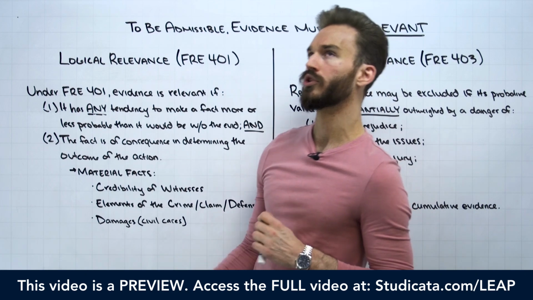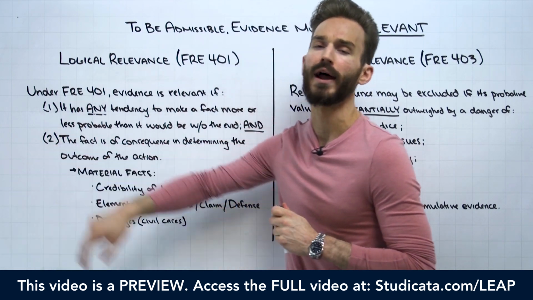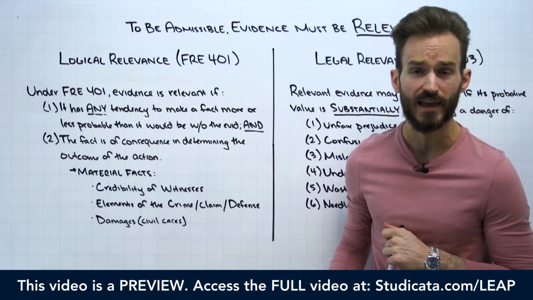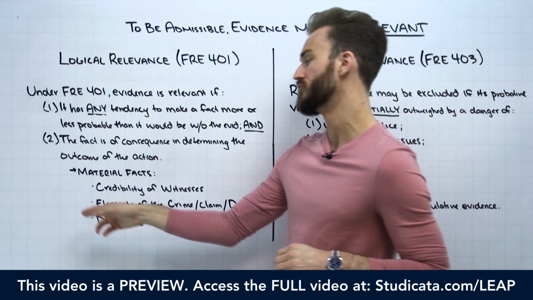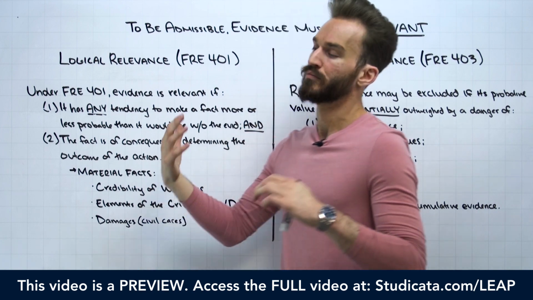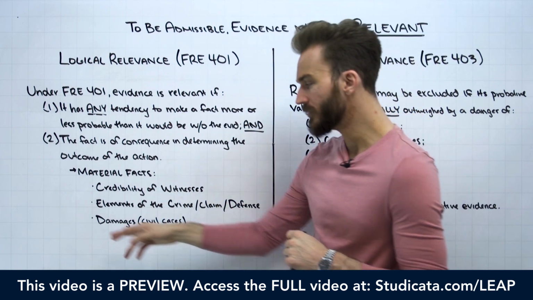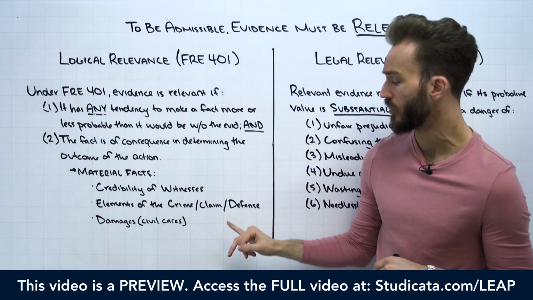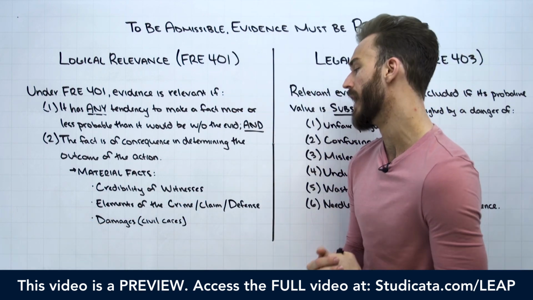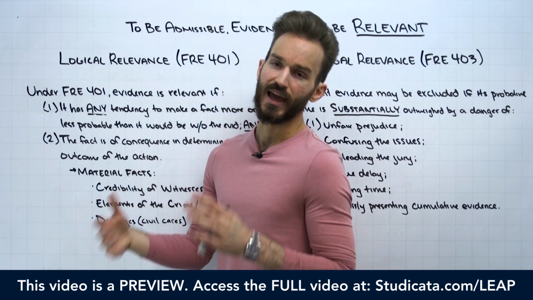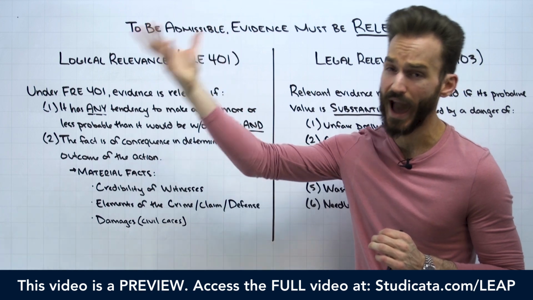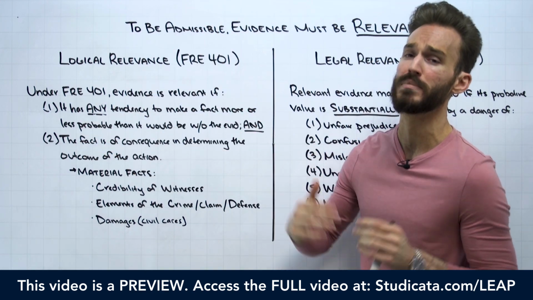Right, so the problem here is going to be, is what I ate for breakfast that morning a fact of consequence in determining the outcome of the action? Does that go to my credibility as a witness? Probably not. Does me eating pancakes that morning go to an element of the crime, claim, or defense? Probably not. Does it go to damages? Again, probably not, right? So me eating pancakes the morning of the accident would probably be immaterial, right?